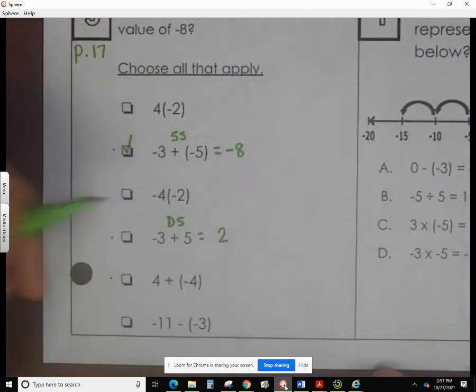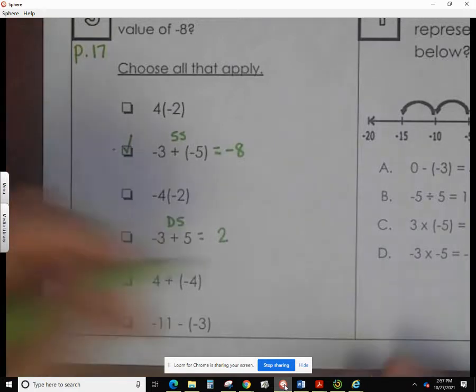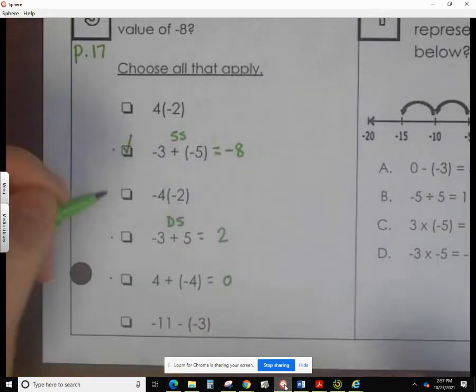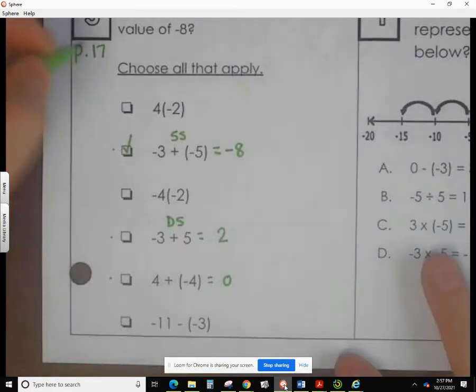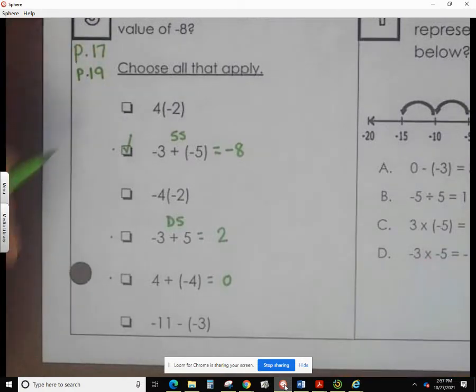4 plus -4, that's different signs. Different signs, we find the difference, which is 0. 4 minus 4 is 0. And there's no such thing as positive or -0. It's just 0. Okay, so that's on page 17. Page 19 has subtracting integers. So down here we see a subtraction problem.